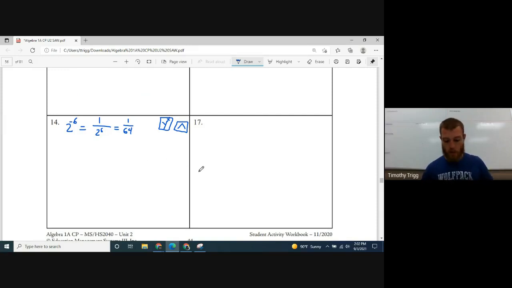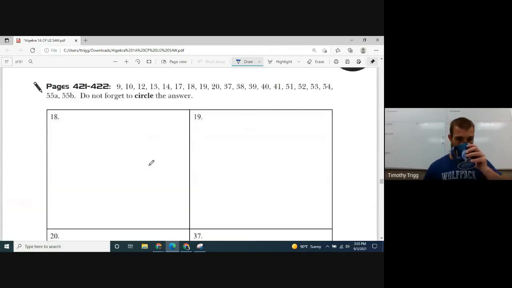Okay, question 17. Here we have 1 over 2 to the power of 0. So remember, anything to the power of 0 is 1. So this becomes 1 over 1, which is just 1.